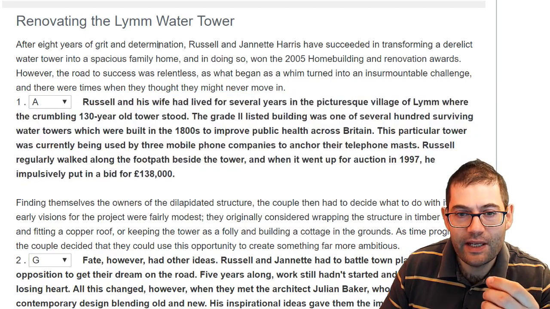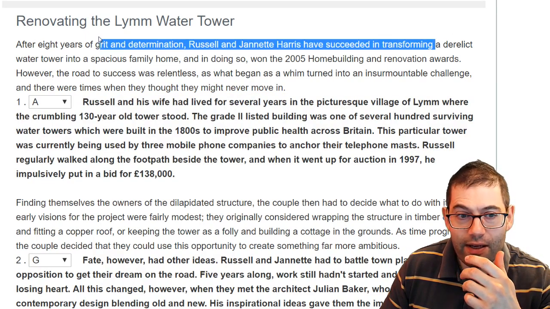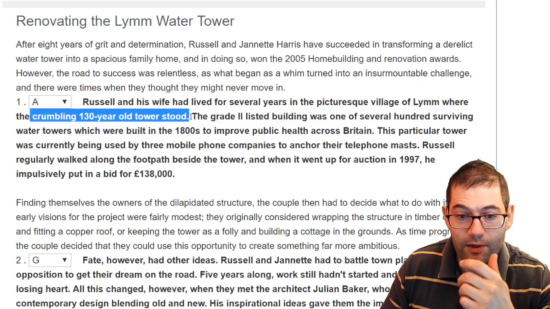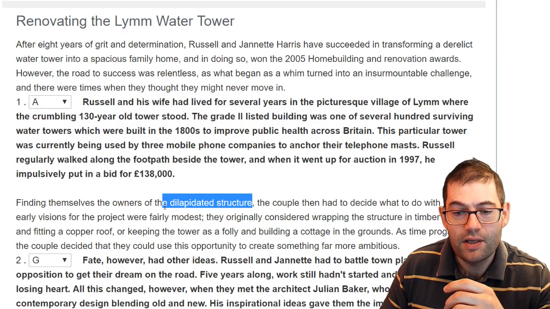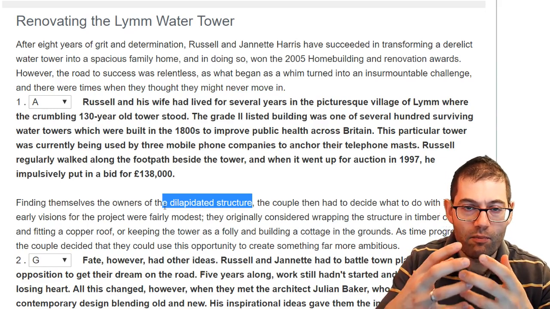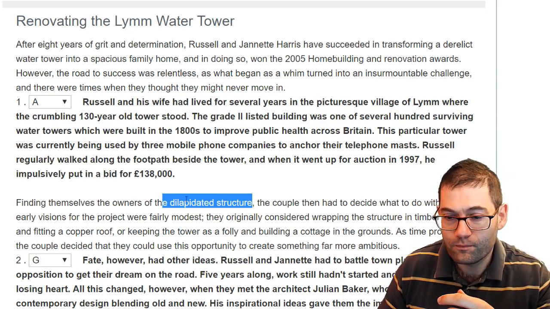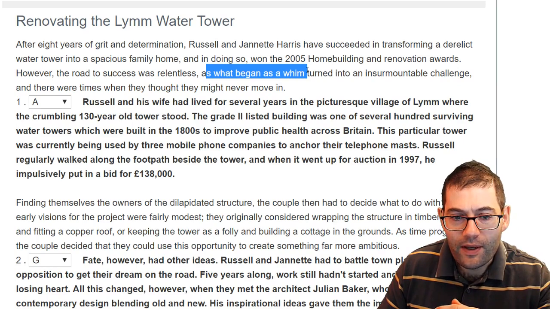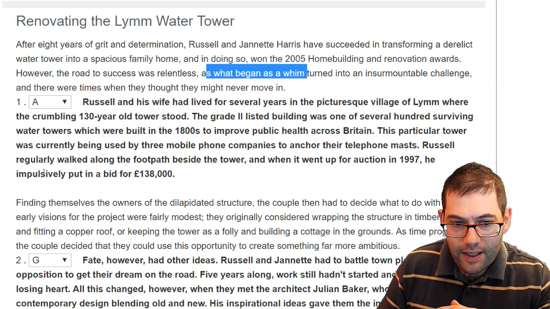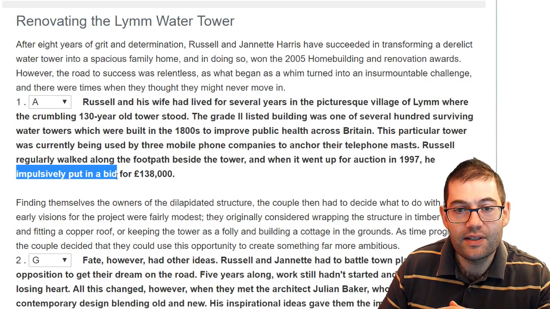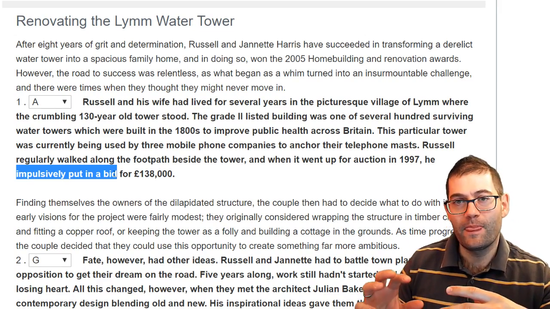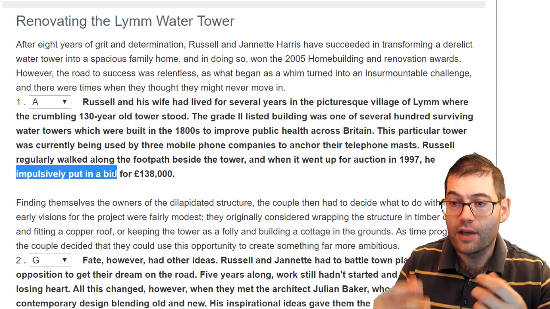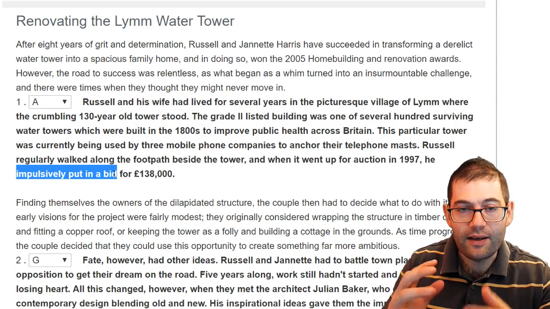And we've got a number of vocabulary links here. First of all, we've got a derelict water tower, which links to crumbling 130-year-old water tower, and that links then to dilapidated structure. So certainly there's lots of vocabulary links about bad quality or the bad condition of the building. Then you've got what began as a whim. That links to impulsively put in a bid for 138,000. So the idea is that this was something done without a huge amount of planning, just because you wanted to. And whim, impulsively put in the bid, links to that.